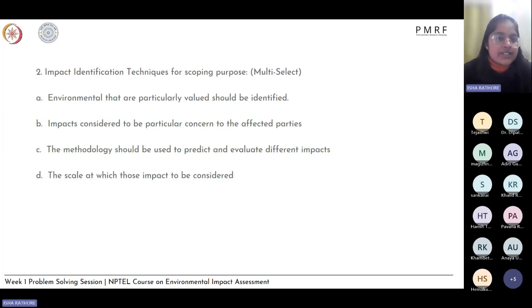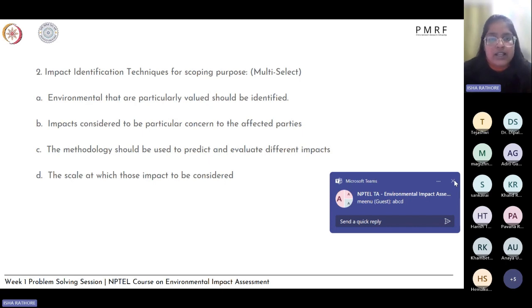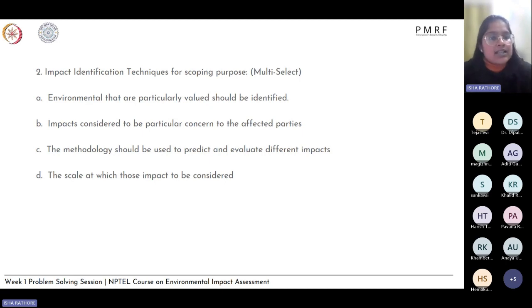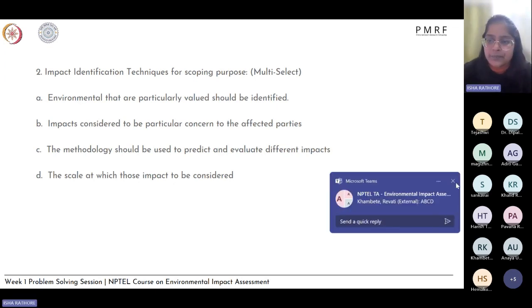Impact identification techniques for scoping purpose include, it's again a multi-select: environmental factors that are particularly valued should be identified, impacts considered to be of particular concern to affected parties, the methodology that should be used to predict and evaluate different impacts, and the scale at which those impacts need to be considered. Okay, so we again have A, B, C, D. Another A, B, C, D.